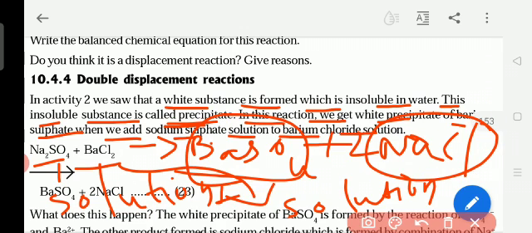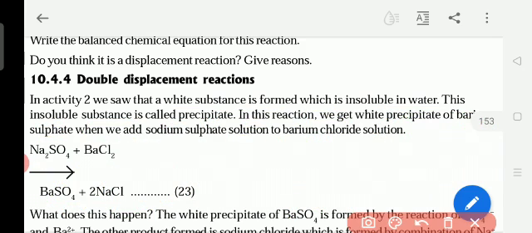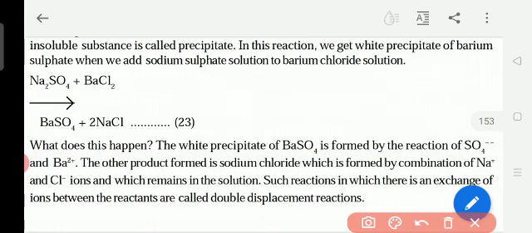The other product is NaCl, sodium chloride, as a solution. So what does double displacement reaction mean? Here SO4 is 2 minus, Na is plus, Ba is 2 plus, Cl is minus. The white precipitate of BaSO4 is formed by the combination of SO4 2 minus and Ba 2 plus. The other product, sodium chloride, is formed by the combination of Na plus and Cl minus. You just understand here, a reaction in which there is an exchange of ions between the reactants is called a double displacement reaction.